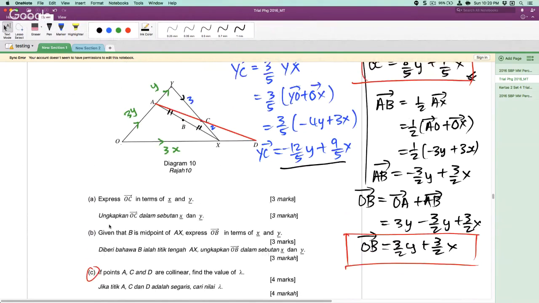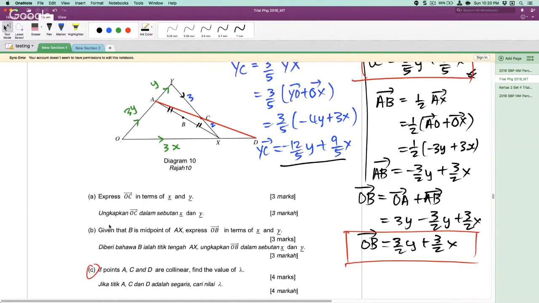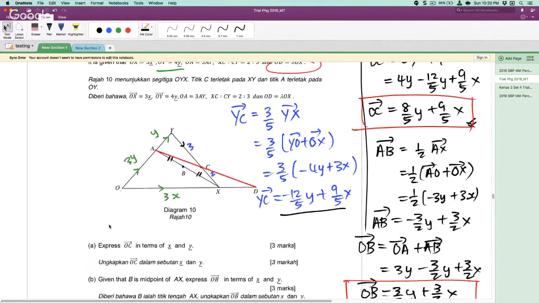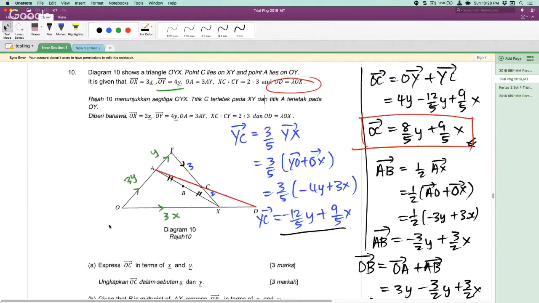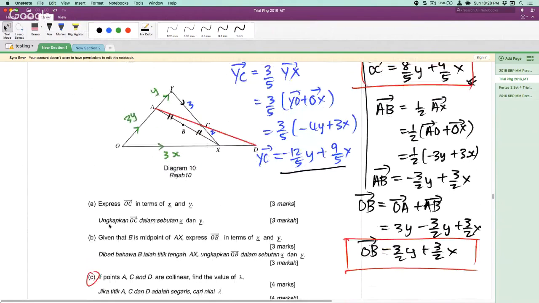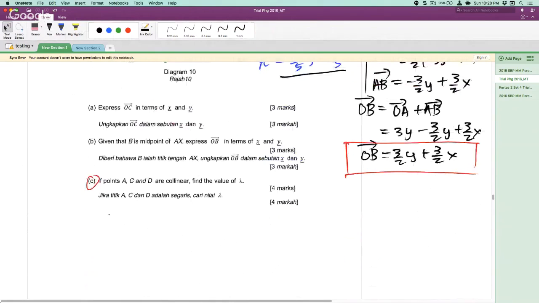Is it possible to actually find AD? Okay, what do we have here? We have OD on the top there. All right, so I will say AC and AD. Okay, so I will say AC.